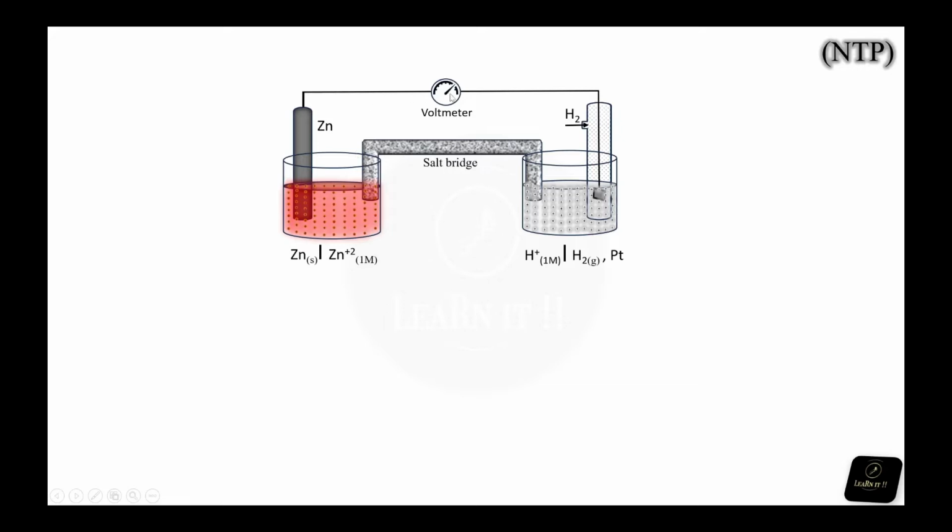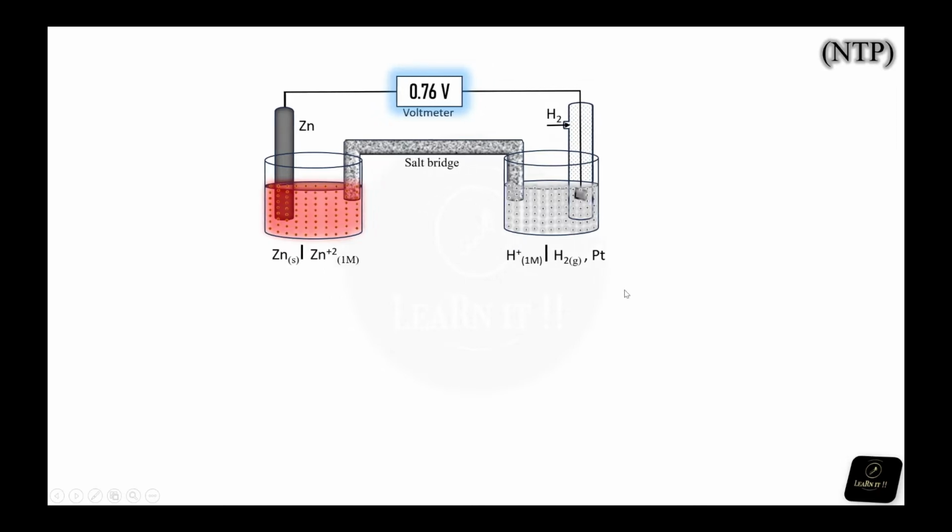And the voltmeter here shows how much more oxidation potential zinc has. So this voltmeter shows the reading, that is 0.76 volt. It means zinc has an oxidation potential of 0.76 volt relative to hydrogen.